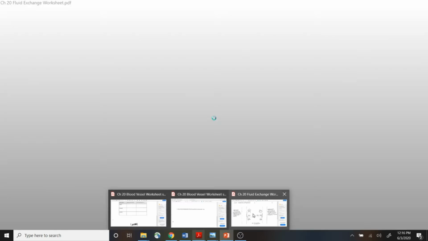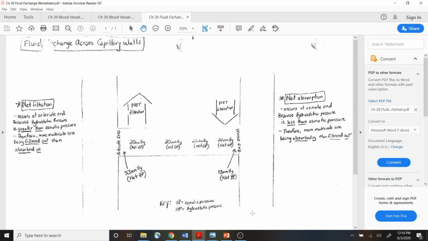So let's go to this figure here. It's one I talked about at the beginning of class that you would need. It's called fluid exchange or bulk flow, across a capillary bed.